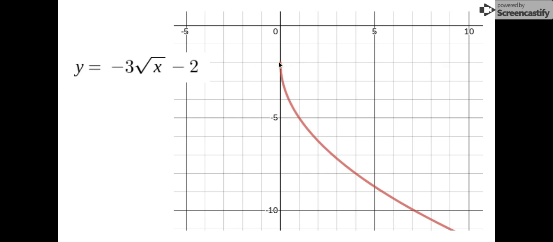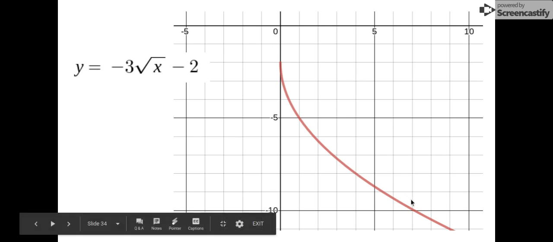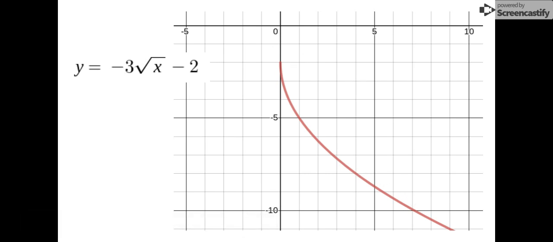Now this shape, instead of growing upwards, is going downwards. Why? Because of the negative in front. If there's a negative in front, it's going to reflect your function and flip it upside down. The 3 is kind of like the slope. That means it's going to change much faster. It's decreasing at a faster rate.